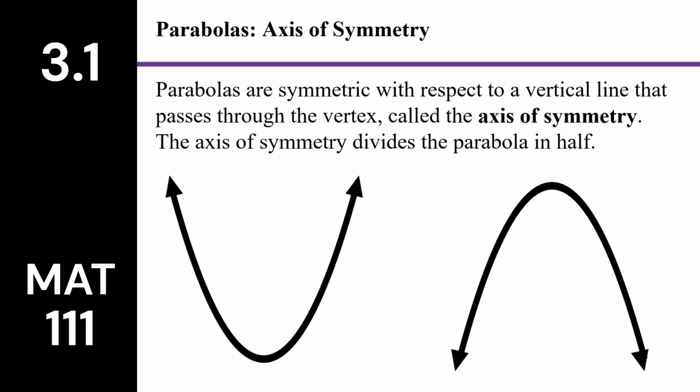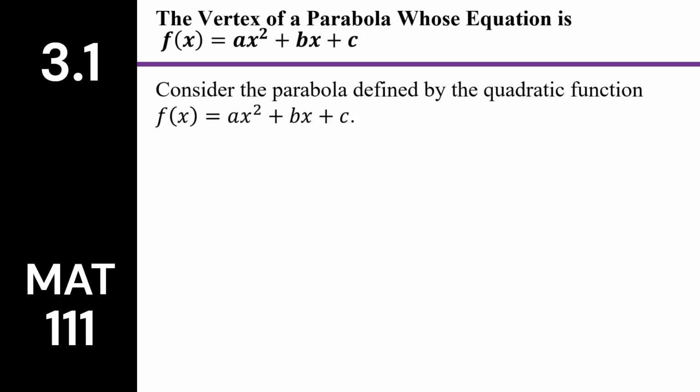Parabolas are symmetric with respect to a vertical line that passes through the vertex. This vertical line is called the axis of symmetry. The axis of symmetry divides the parabola in half.